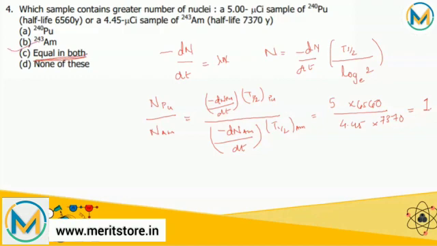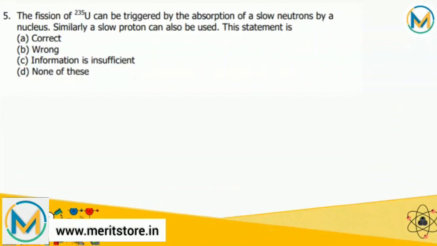Moving towards the last question. The fission of uranium-235 can be triggered by the absorption of a slow neutron by a nucleus. Similarly, a slow proton can also be used. This statement is correct, wrong, information is insufficient, or none of these.